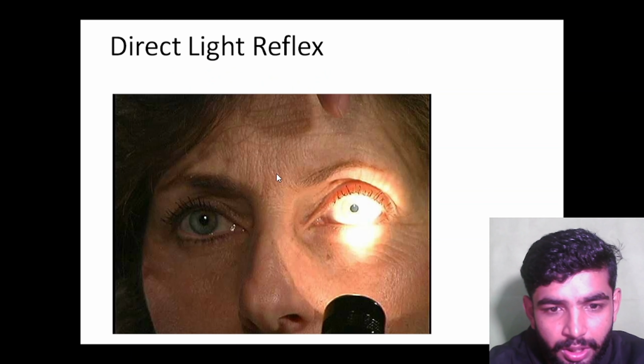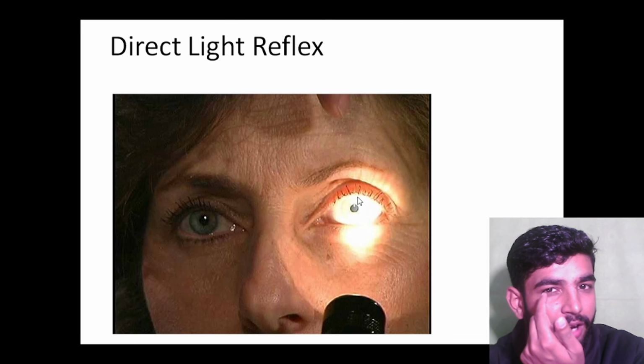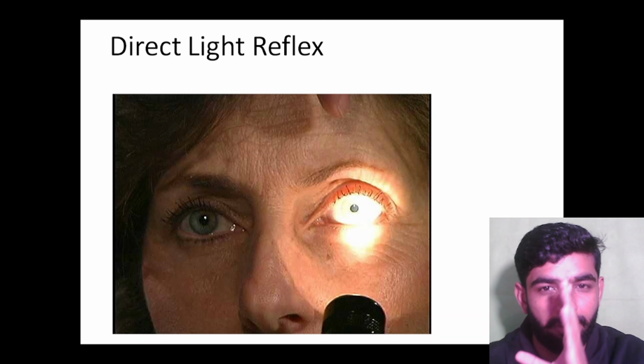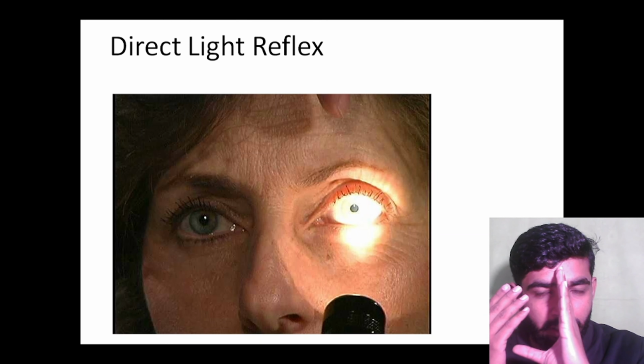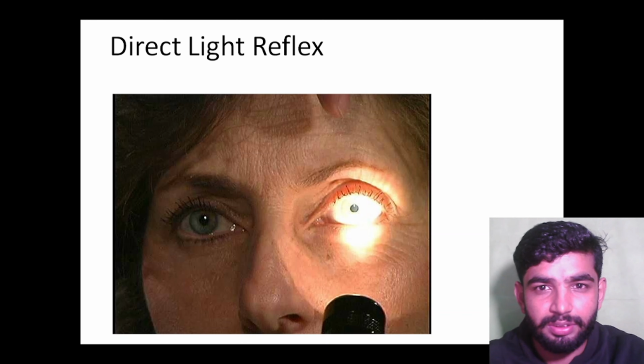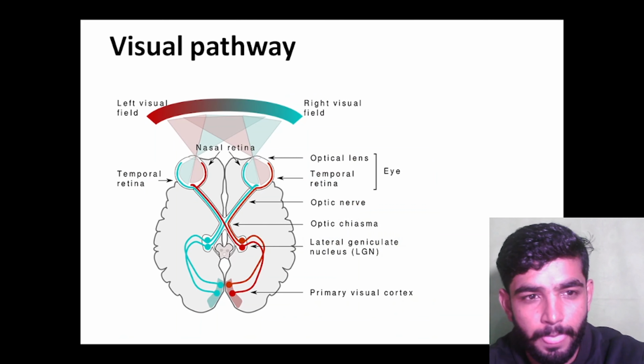We are watching here: if there is light on the right side, there is constriction on the right side. This is called the direct light reflex. If the light is on the right side but the constriction is on the left side, this is called the indirect or consensual light reflex.